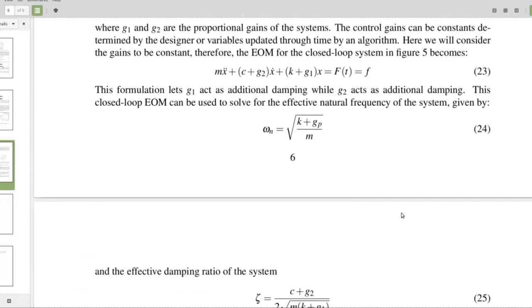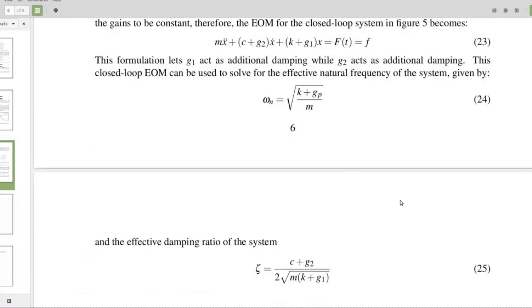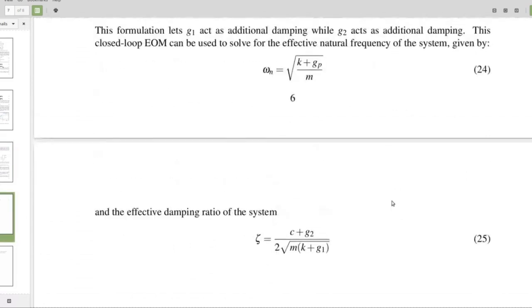Given this closed loop equation of motion, we can get a new natural frequency and a new effective damping ratio. This is just for a constant system, not through time. This is just natural frequency and damping.